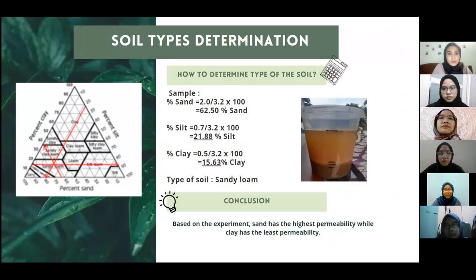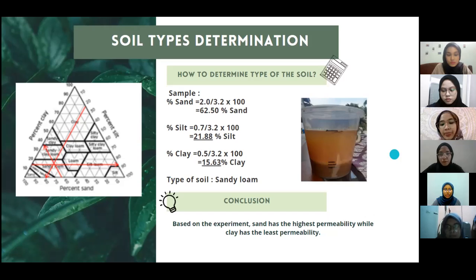As we can see from the sample here, after 2 days of observation, 3 layers of soil have formed and can be seen in the container. Then we can calculate the percentage. After referring to the soil texture triangle, the percentage of sand is highest compared to the clay and silt. So the type of the soil of this sample is sandy loam.